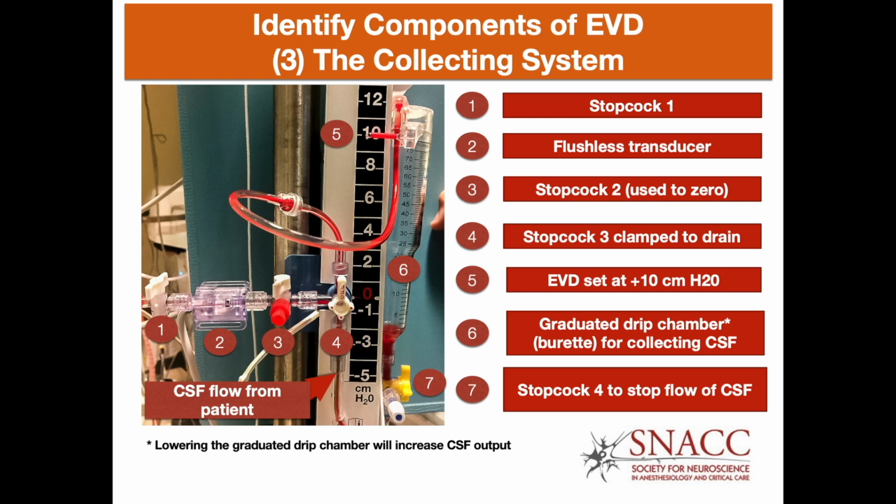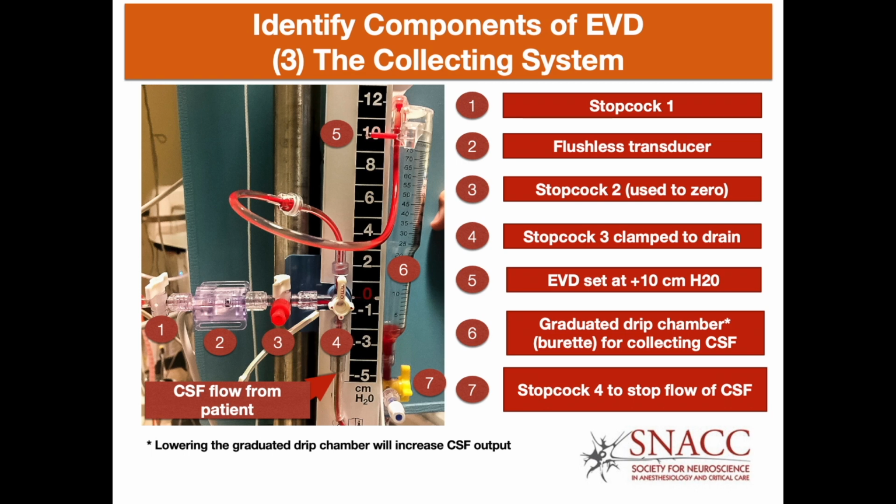Stopcock number 4 is the most important and will be utilized throughout the care of the patient. This stopcock, when in the 12 o'clock position, does not allow cerebrospinal fluid to go into the burette and allows for the accurate measurement of intracranial pressure. When stopcock number 4 is in the 3 o'clock position, it's what's known as open to drain, and the intracranial pressure noted on the monitor will be much lower than the actual intracranial pressure of the patient.